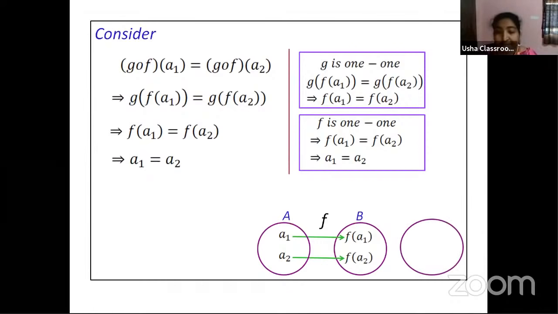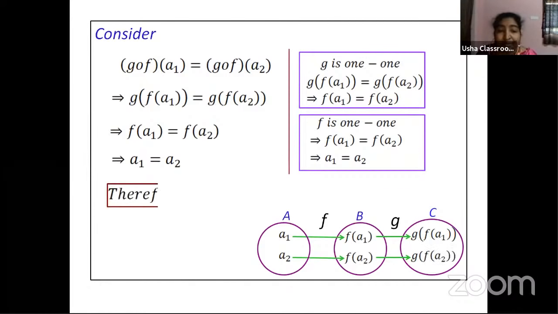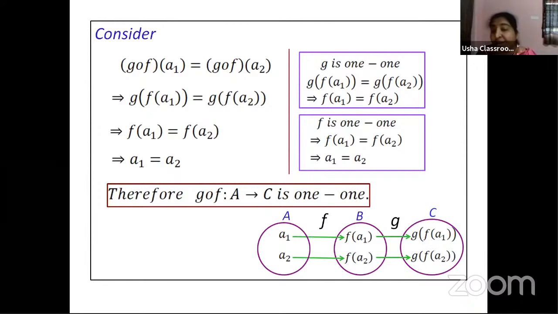All right. So let us take the set C. So from B to C, the function is g, right? When you substitute f of A1 in g, you are getting g of f of A1. And likewise, you will be getting g of f of A2 when f of A2 is substituted in the function g, right? So therefore, we can say g circle f maps A to C is a 1, 1 function.